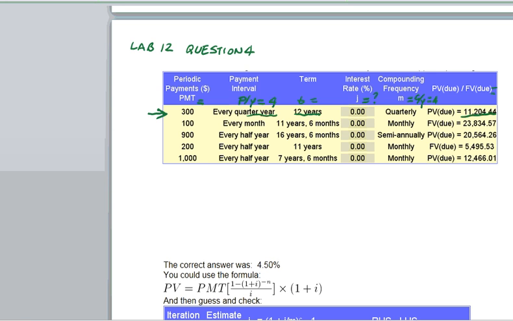Question 4, Lyryx Lab 12. We're going to do the first one. We're asked to find the interest rate. Everything else is given, so let's take a look. We have again annuity due. Present value due is given as 11,204. Number of compounding periods per year is 4. Number of payments per year is 4. So that's going to be annuity due simple because P over Y is equal to C over Y. So we can use this formula in here.